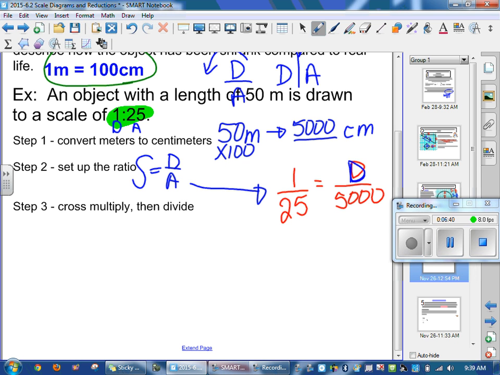So we need to cross multiply and divide, it tells us. So I'm going to take 5,000 times 1 and divide by 25. Now we're going to get a really big decimal answer. If we get a big decimal answer, try and do it as a reduced fraction. So right now, I've got 5,000.